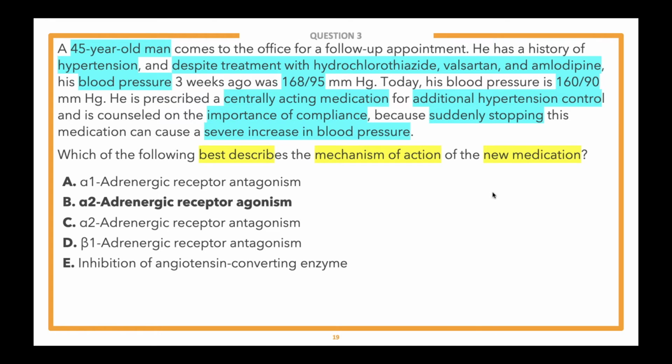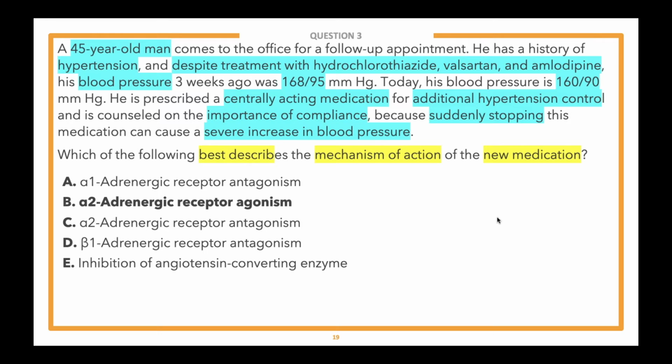Alpha-2 antagonist with answer choice C. This would actually increase blood pressure. You can tell this is the opposite of answer choice B. So alpha-2 receptor antagonism would increase blood pressure, which is obviously incorrect in this question.